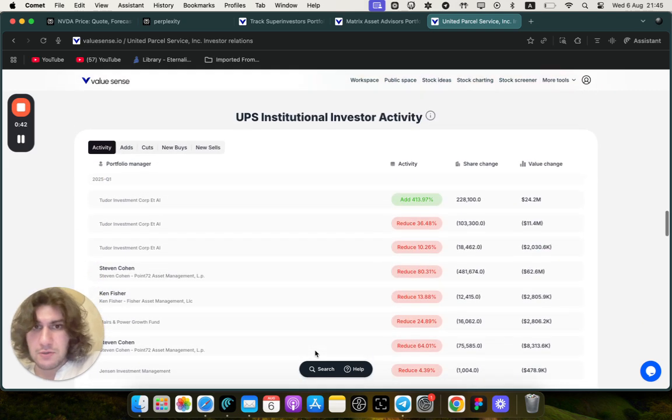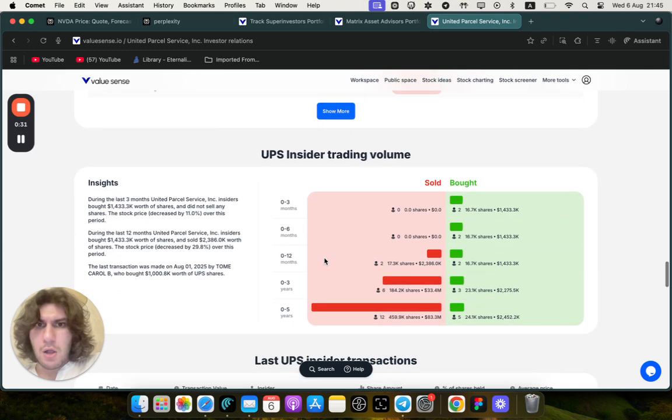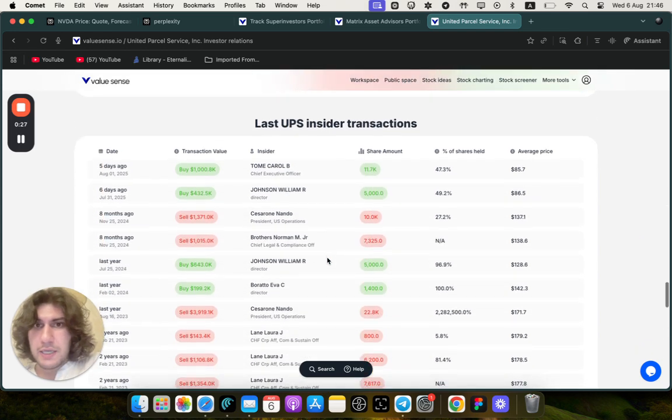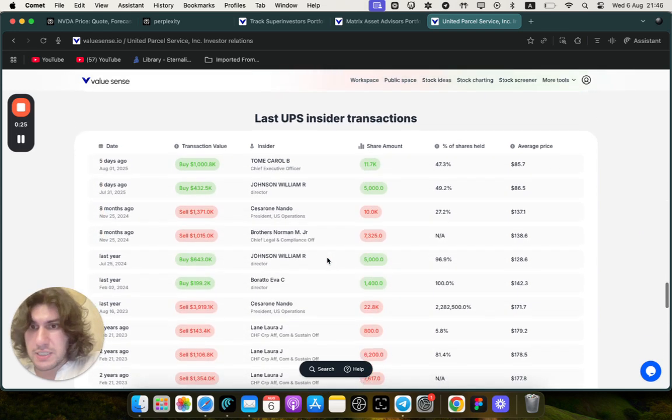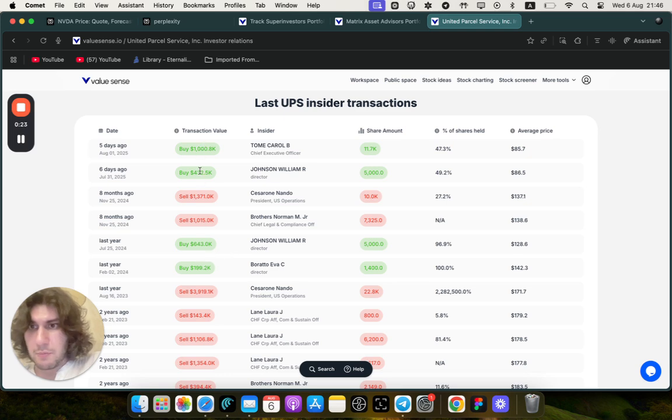We also have institutional investor activity for this company. So this is like a super investors tool that we saw, but aggregated for each stock. Also insider trading volumes summarized and latest insider transactions for this stock. So we can see that there were a few buys like recently, and last year there were also buys. So these are main tools to analyze companies like smart money does.